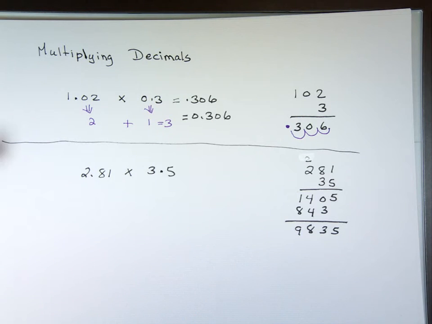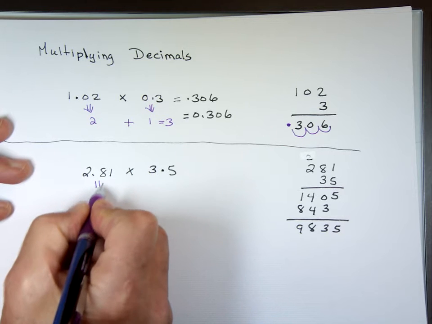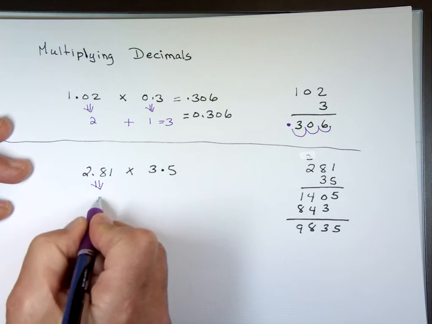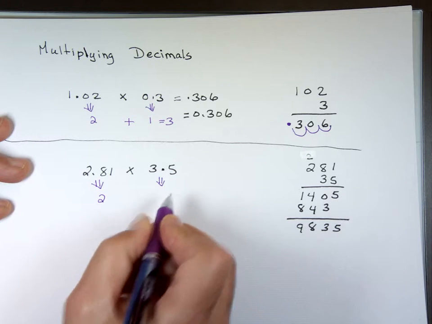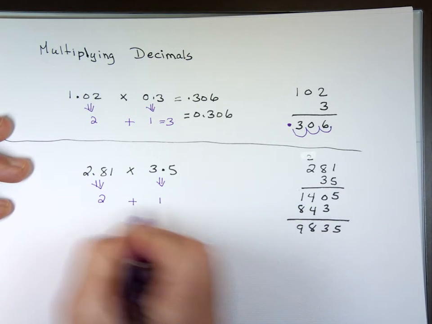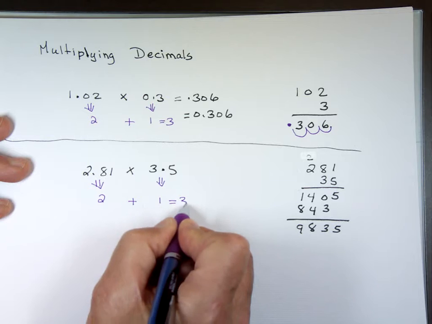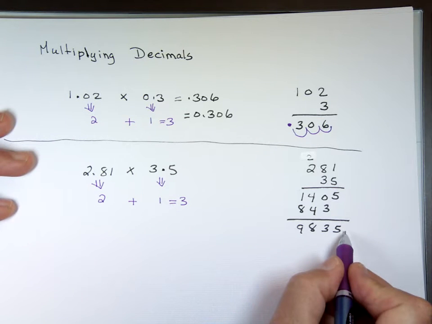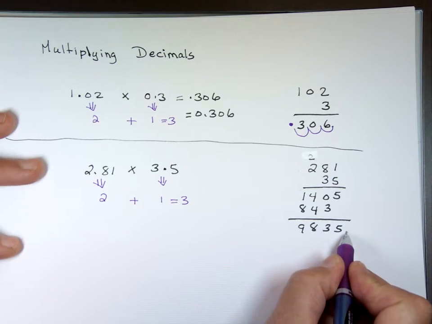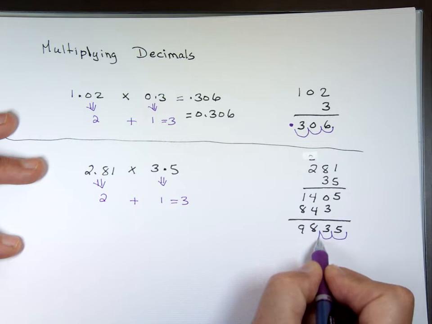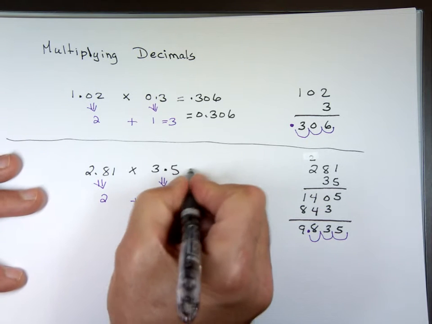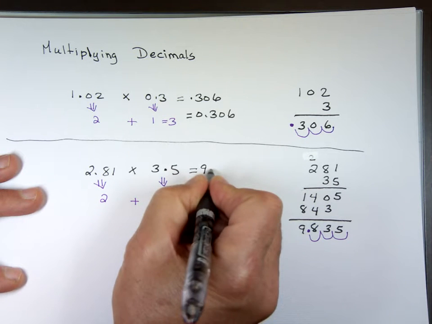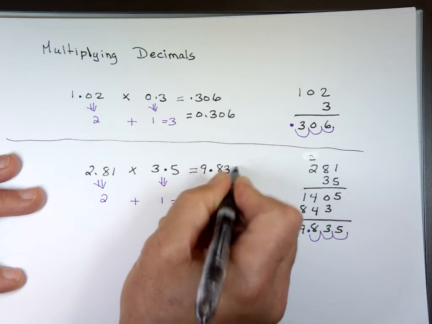Again, let's count. How many digits to the right of the decimal point? 2. How many to the right of this decimal point? 1. 2 plus 1 equals what? 3. Let's move the decimal point 3 places. Start from the end. 1, 2, 3. So my decimal point will be right there. So the answer is 9.835.